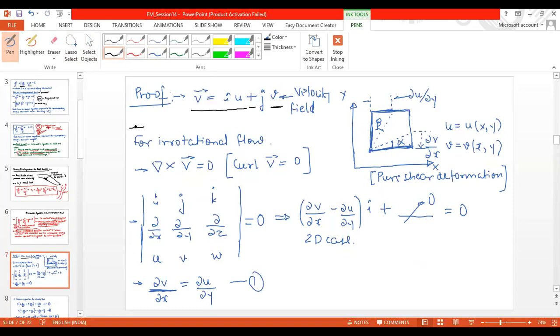Now for irrotational flow, generally we say that del cross v vector should be 0. This is usually called the curl of v vector. Now how did we arrive at this equation? I will give you a brief idea of this. See, if you take this fluid element, it is going to rotate.